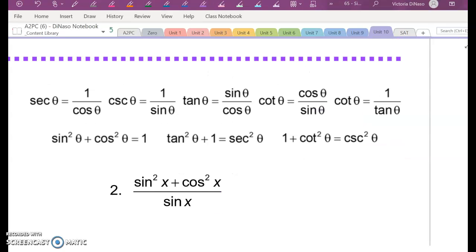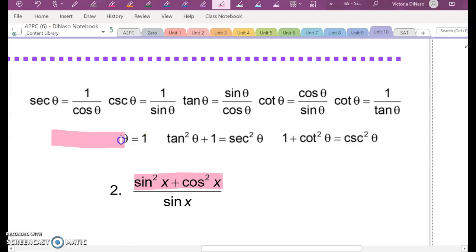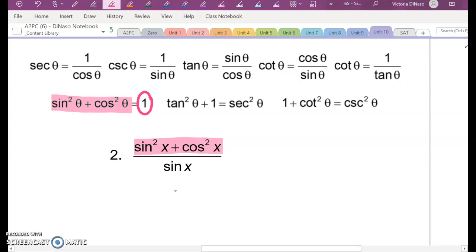Here we go, number 2. So we have sine squared plus cosine squared divided by sine x. I'm looking to see above if there's anything that I can change anything in this problem into. And I see that sine squared plus cosine squared is part of this identity. This entire thing right here in the numerator is sine squared plus cosine squared. I can replace my numerator with the number 1, and then we have all over sine x.